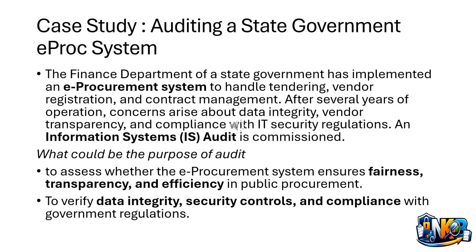An information system audit is commissioned. What could be the purpose of the audit? It may be to assess whether the e-procurement system ensures fairness, transparency, and efficiency in public procurement, and to verify data integrity, security controls, and compliance with the government regulations. So this is the purpose of the audit.